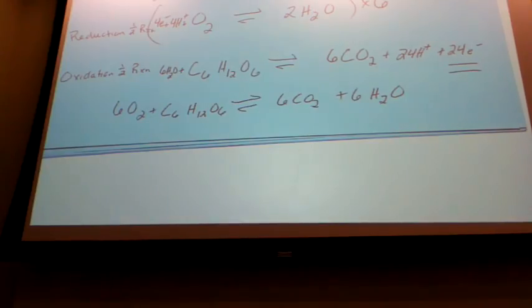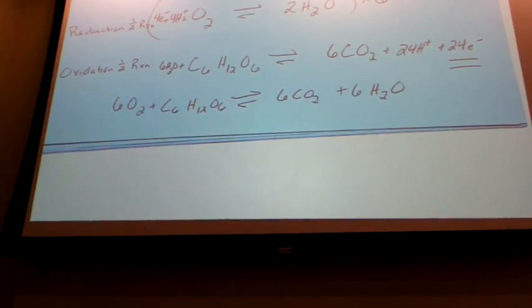Okay, so we will pick up there with a whole bunch of redox examples next time. Good to know.